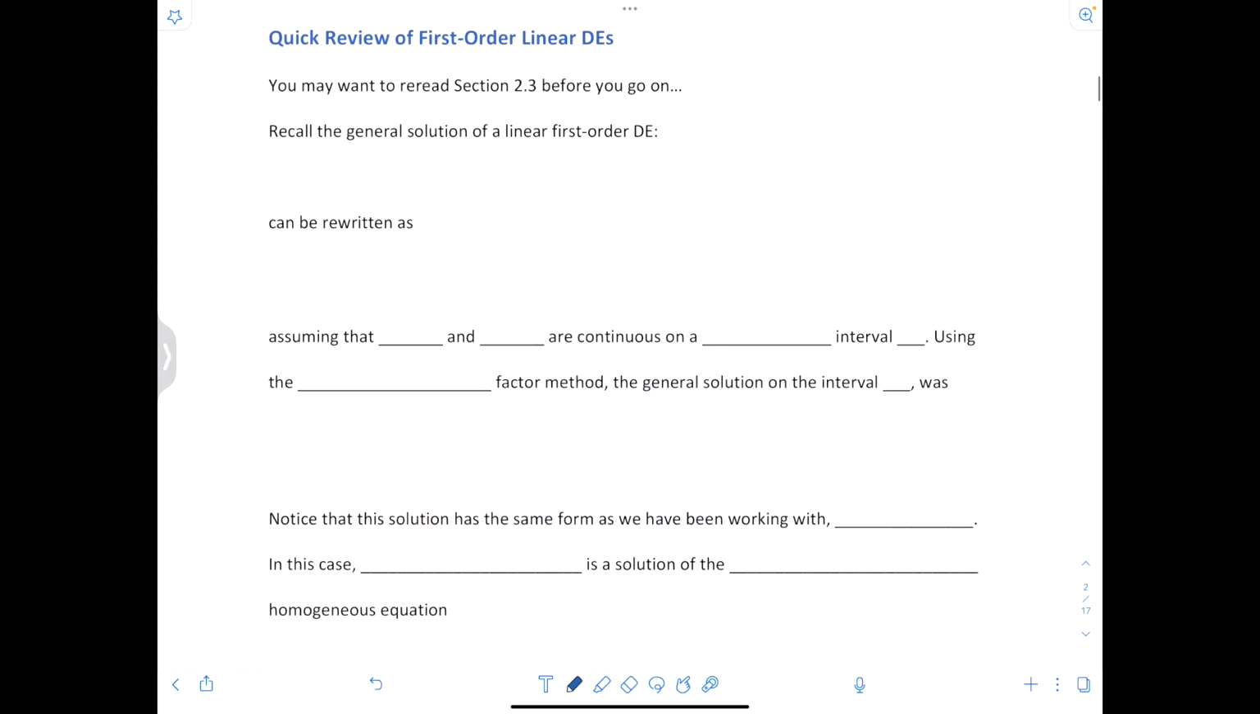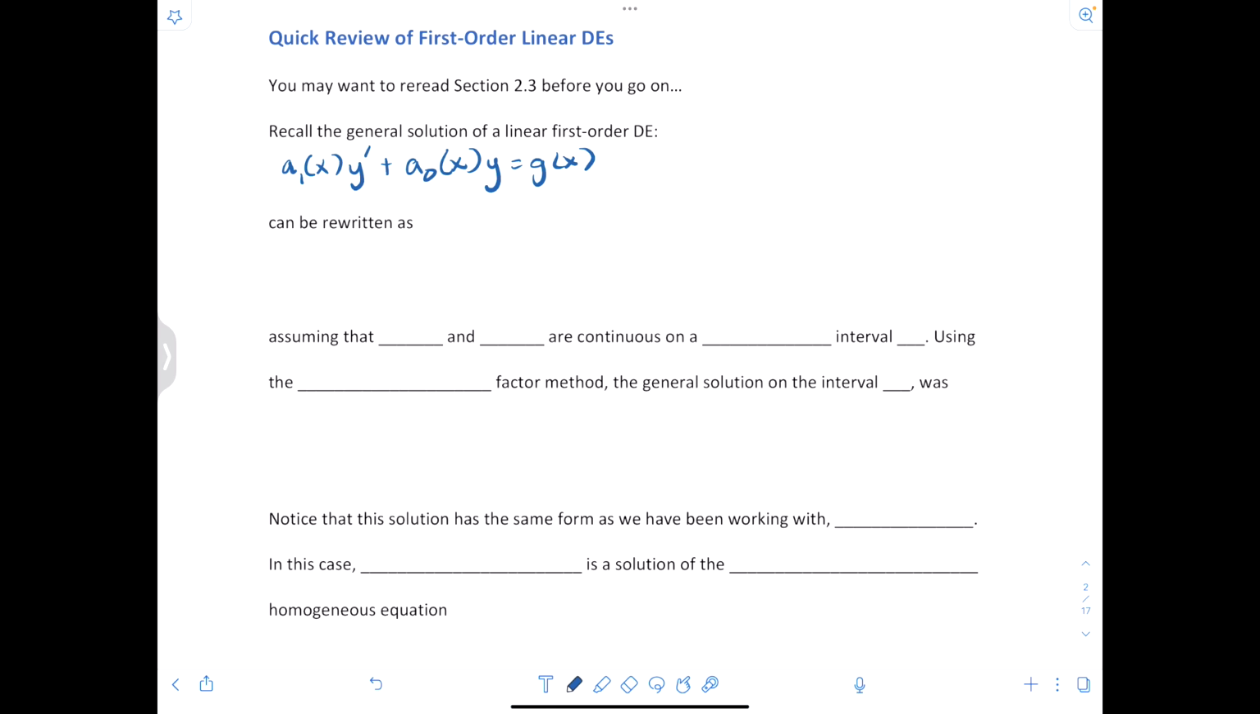All right, so here's a quick review of first order linear differential equations. You could review section 2.3 before you go on. Otherwise, just stay tuned in and check it out. So recall the general form of a linear first-order differential equation is a1 at x times y prime plus a0 at x times y equals some g at x.